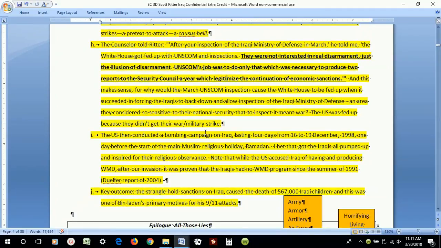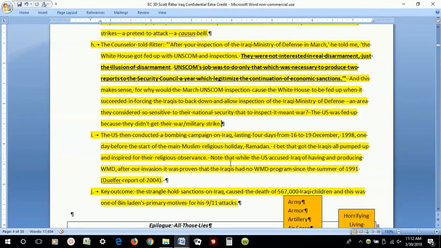The U.S. conducted a bombing campaign in Iraq, lasting 4 days. So when this failed, and then in August Iraq quit cooperating, the U.S. and UN pulled out the weapons inspectors, and then the 16th through the 19th, one day before Ramadan, their main religious holiday, we bombed them. I bet that got the Iraqis all pumped up and inspired for the religious observance. So it probably did a lot to get them all fired up.